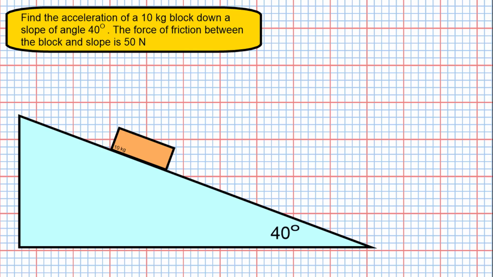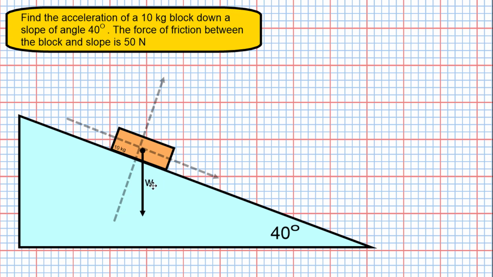In this worked example, we're asked to find the acceleration of a 10 kilogram block down a slope of angle 40 degrees. The force of friction between the block and the slope is 50 newtons. So to start off, to find acceleration, we must find the unbalanced force acting down the slope. And to help us do that, we set up our axis like that. All the forces acting down this way are parallel, and all the forces acting up that way are called the perpendicular forces. So let's start putting in the forces which are acting on the block.